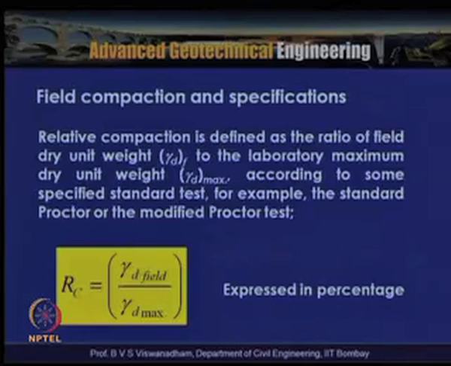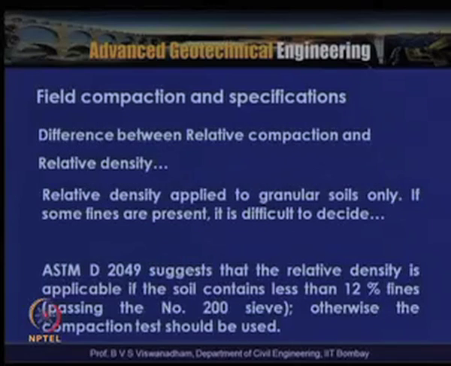This RC cannot be 1, because 100% compaction cannot be achieved. Generally, the relative compaction is defined as the ratio of the field dry unit weight to the laboratory maximum dry unit weight according to some specified standard test, for example, standard Proctor or modified Proctor test. And this is basically expressed as a percentage.